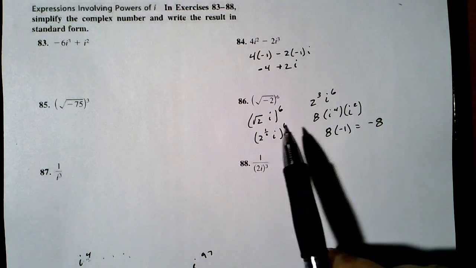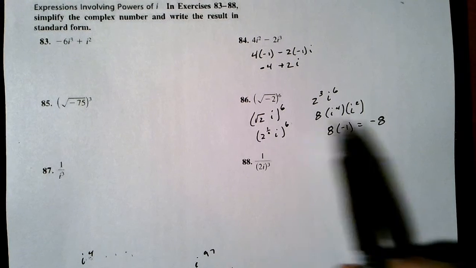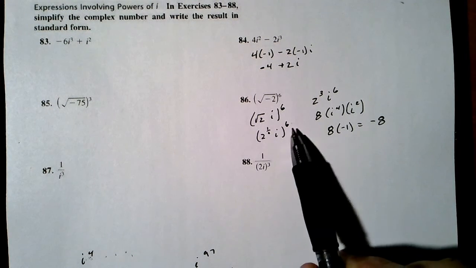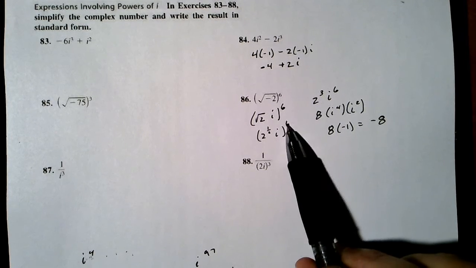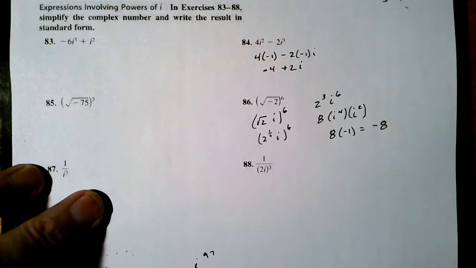If the exponent's even, we're going to end up with i's kind of canceling each other. I mean, it may cause a negative to pop up here, but we're not going to have i's in our answer if this exponent's even. If it's odd, there's going to be an i that survives.